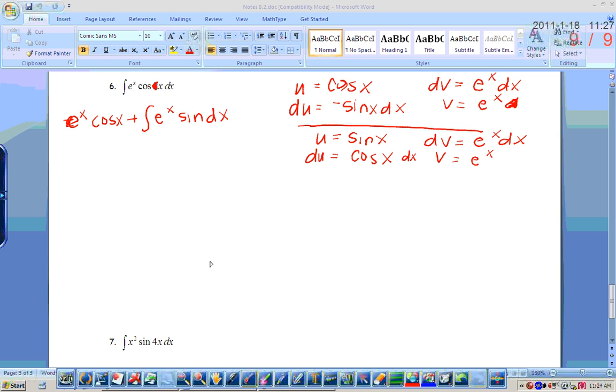It's not endless, I promise. Okay, so we have e to the x cosine x plus my new ultraviolet minus super voodoo, which is e to the x sine x minus the integral of e to the x cosine x. It looks endless because that's kind of what we started with, right?